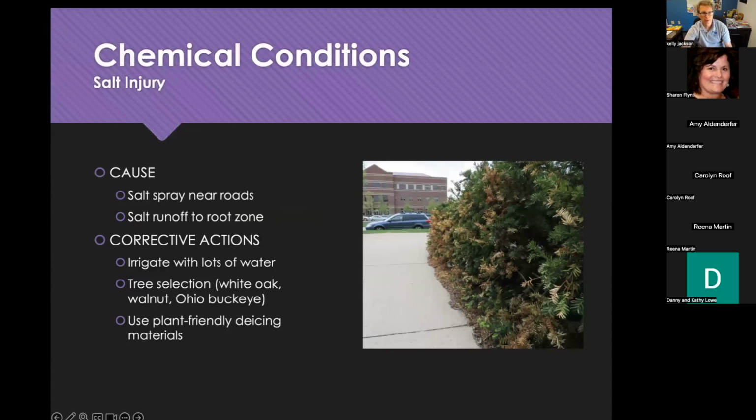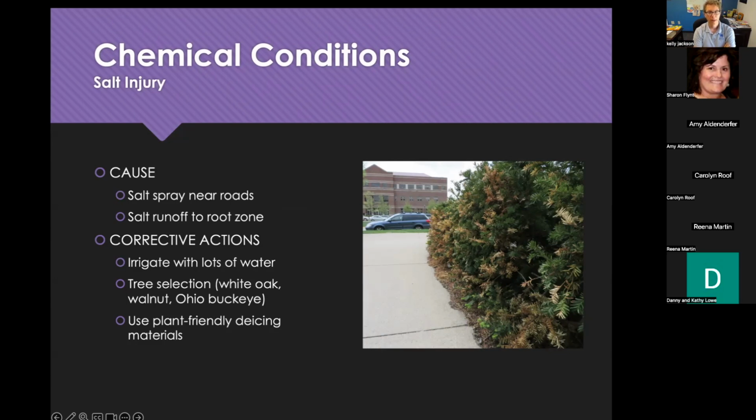Chemical conditions, salt injury. You've probably seen this. If you haven't seen it in your own landscape, I'm sure you've seen it driving down the parkways or interstates. When salt trucks come and they spray the road in preparation for an ice event, a lot of that salt spray can drift off. And if there's trees growing near that, you won't notice it then, but next year you'll see a lot of brown tissue on the tree. That's from salt spray. It can also happen on your own property if you're salting your walks and you've got trees and things that are along your sidewalks or your driveway.